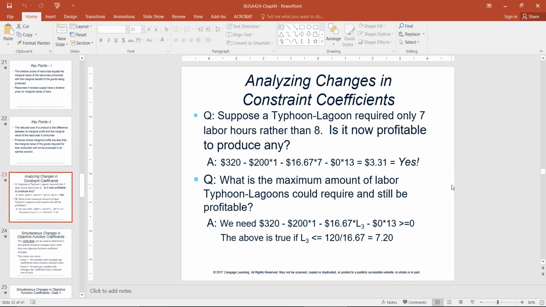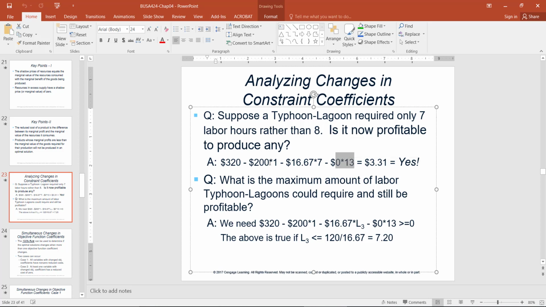Now we want to investigate the change of the constraints coefficient. Let's consider an example. The company wants to introduce a new product, which uses 7 hours of labor and 13 hours of tubing, and it uses one pump. So we want to check whether producing this new product is profitable or not.